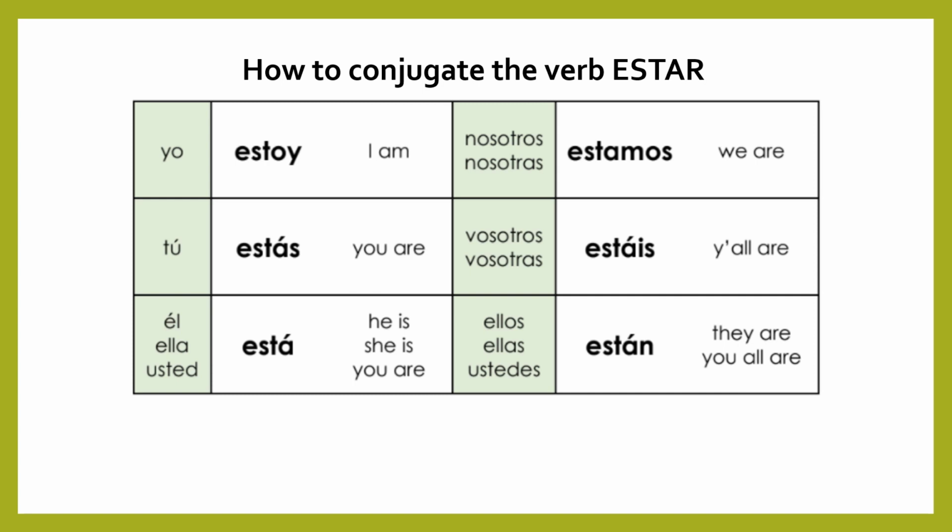How to conjugate the verb estar. This is a review. The only thing from this chart I want you to write down, since you've already written it in another lesson, is the verb conjugation. So just the bolded words in black. Estoy, estás, está, estamos, estáis, and están.